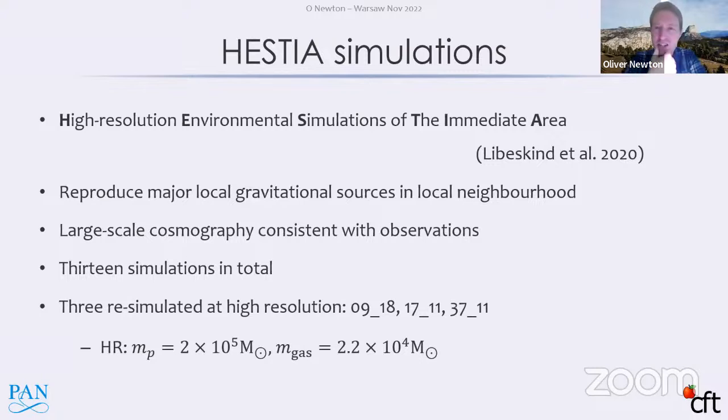So there are 13 simulations in total, of which 3 are resimulated at what we call high resolution, which in simulation language means that you have a dark matter particle mass of about 10 to the 5 solar masses and a gas mass of 2 times 10 to the 4. So that is something to bear in mind as we go through some of the results that are about to come up.